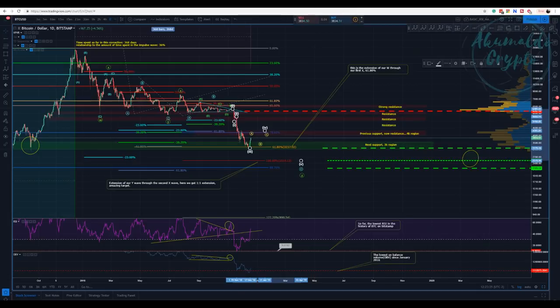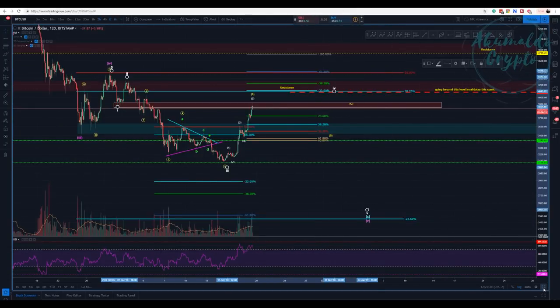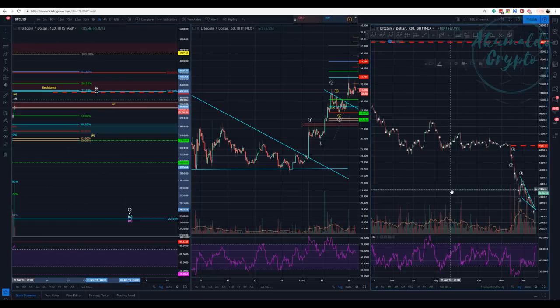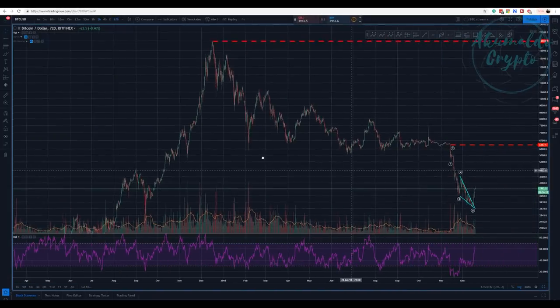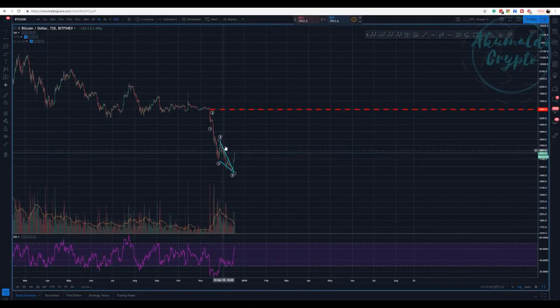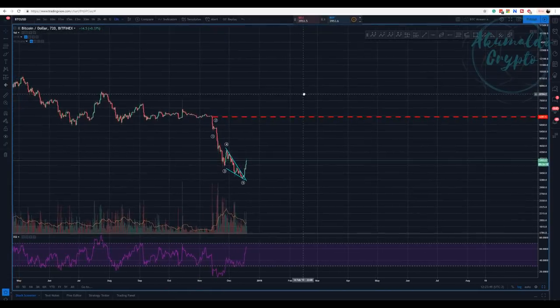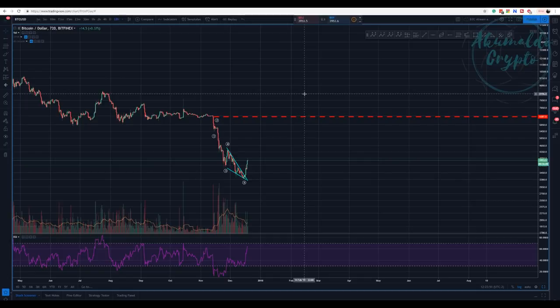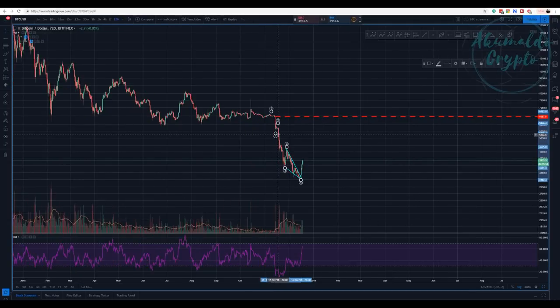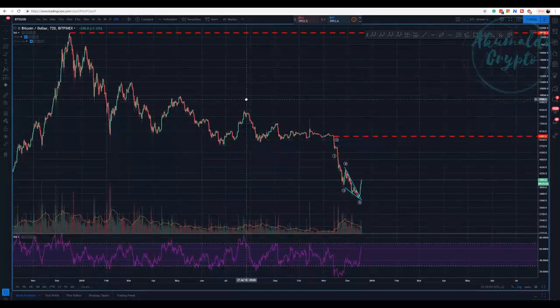I have a different proposal for you guys. What if we have an ending diagonal at the last wave and we have finished? This is the 12 hours, Bitfinex, okay. But what if we have an ending diagonal at the end of this last wave here, okay? And then we would need to be prepared and change our bias.